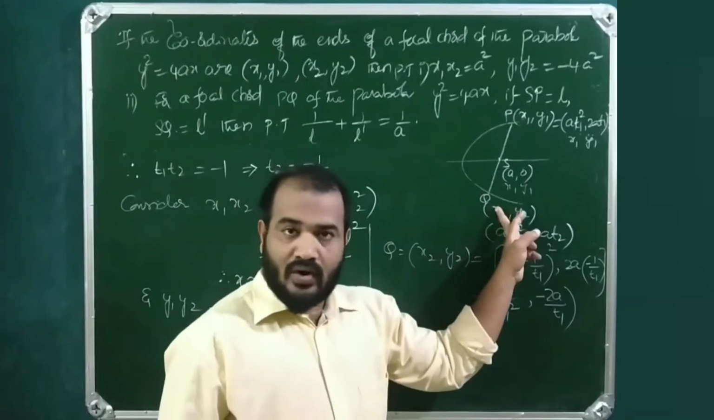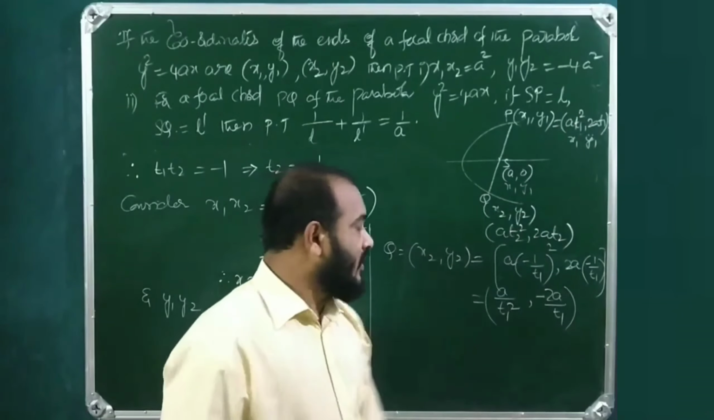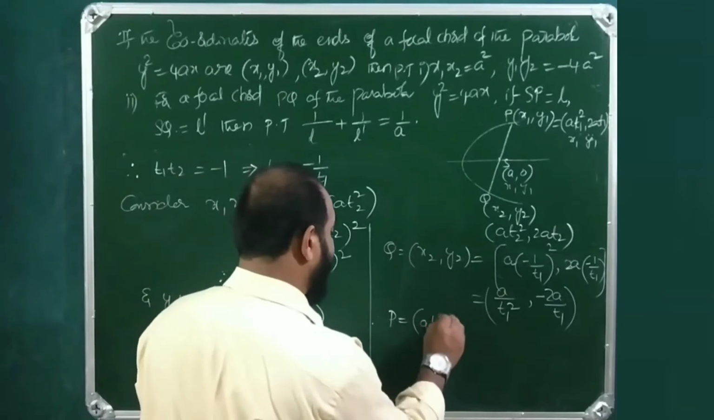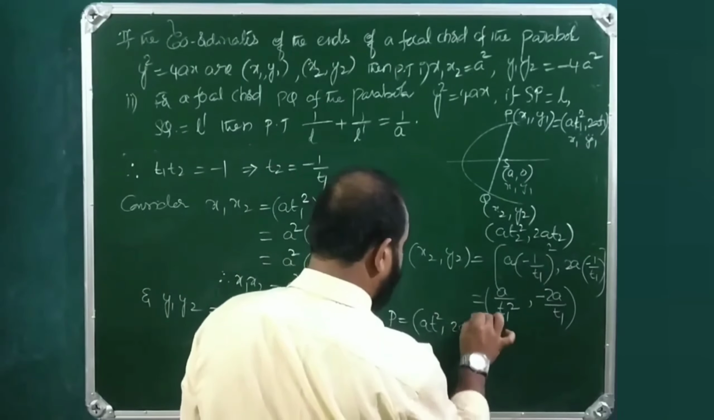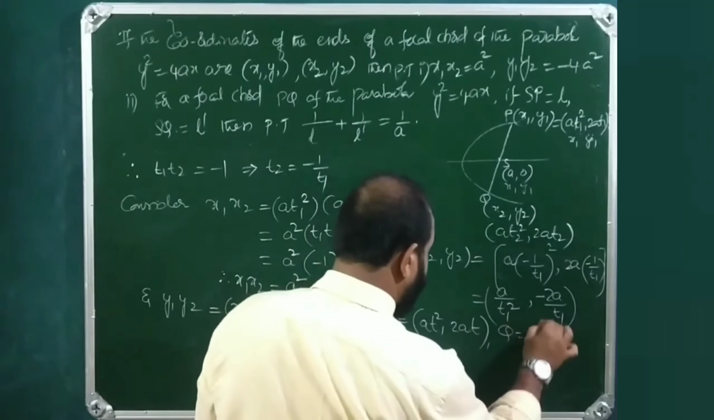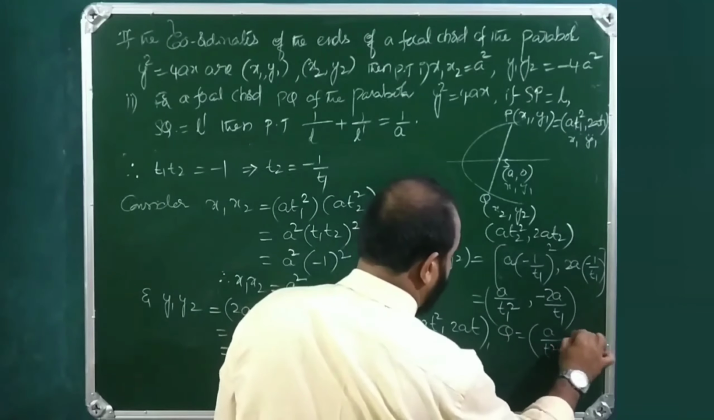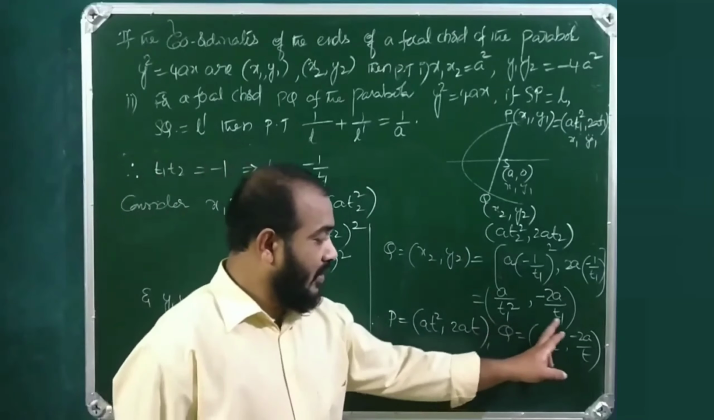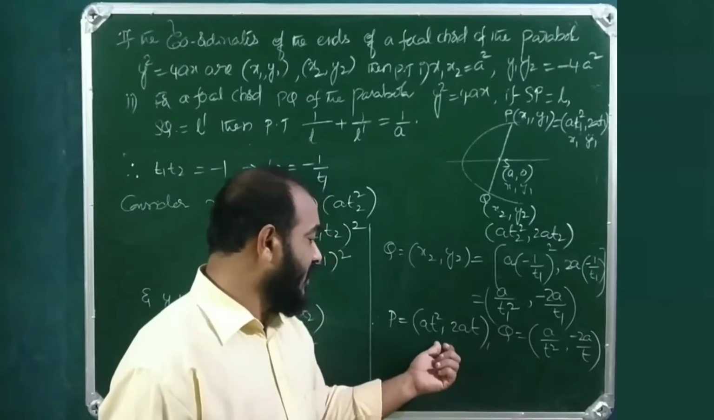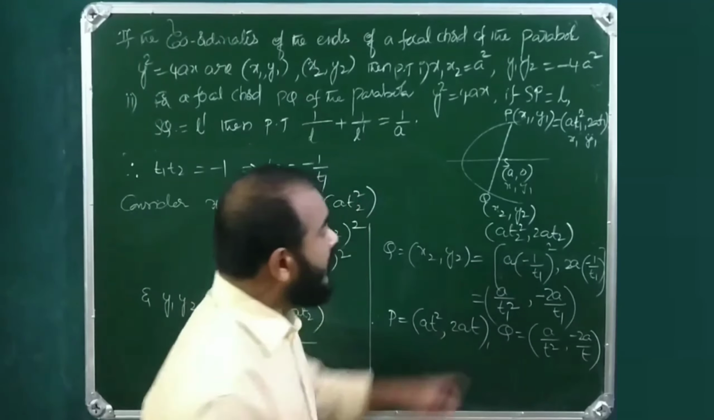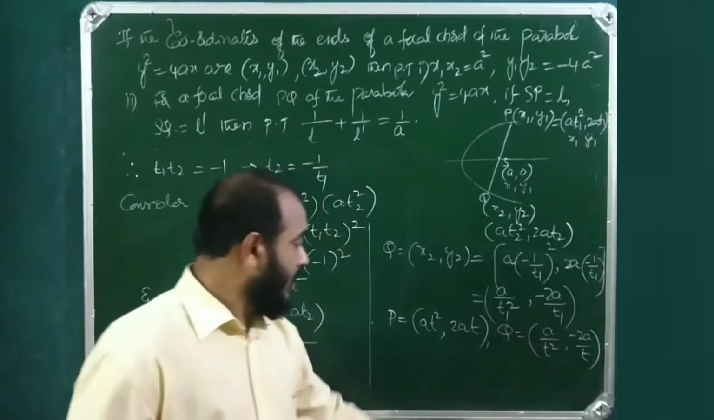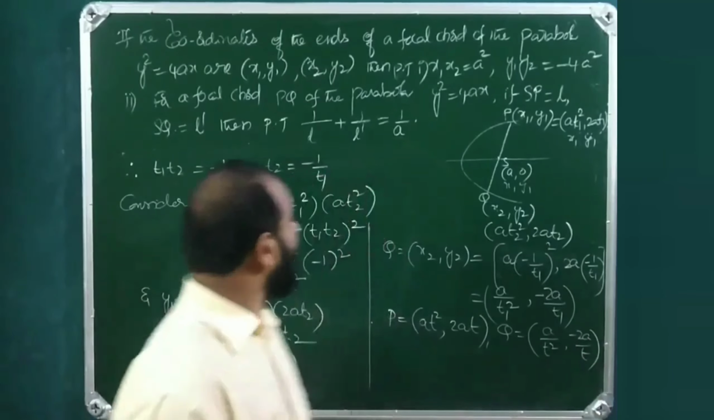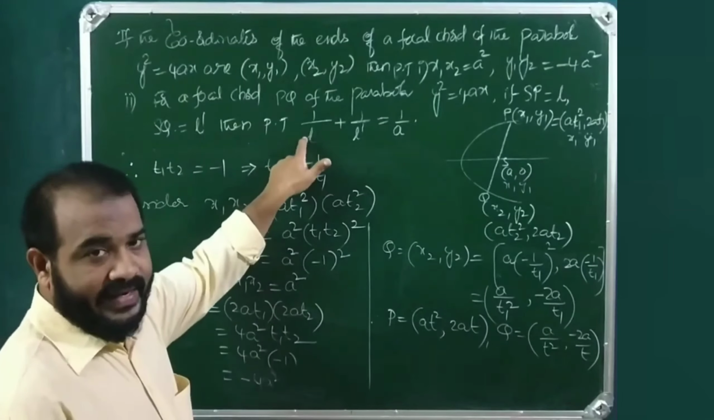if P, Q are the ends of the focal chord, then P is a t square comma 2at and Q is a by t square comma minus 2a by t. So I have generalized with the t. Then P is a t square comma 2at and Q is a by t square comma minus 2a by t. And one more thing is to be proved.